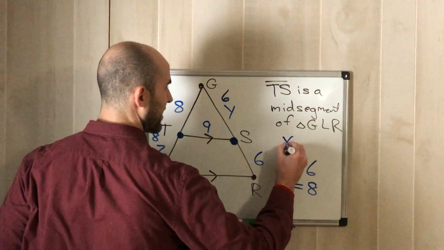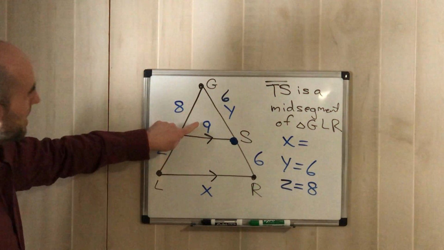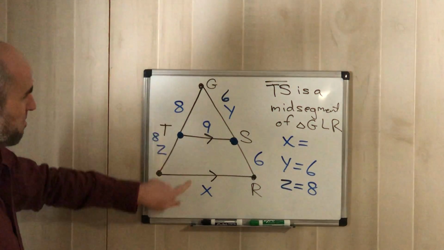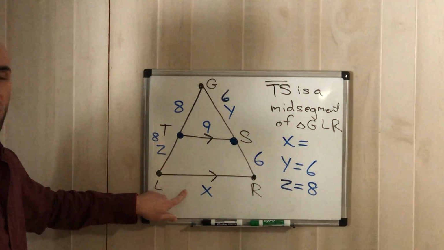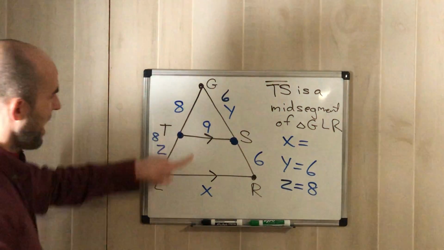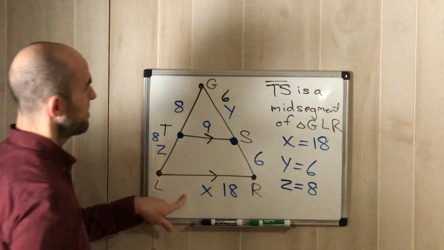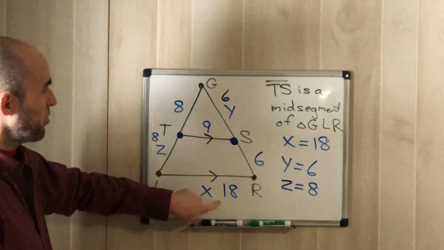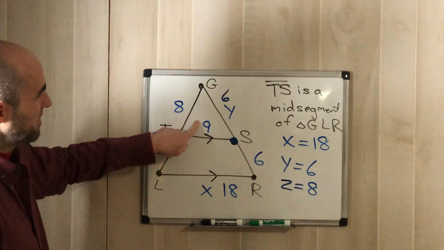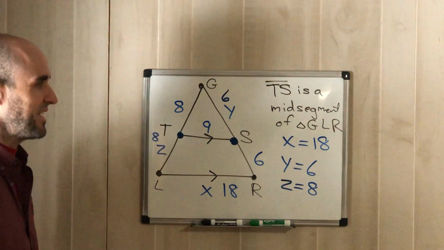Now to figure out X. If the midsegment is 9, remember, the base is always going to be bigger. It's always 2 times bigger. So if this is 9, X has to be 18. And it has to be 18 because, again, the base is always double the midsegment. So if the midsegment is 9, 9 times 2 is 18.